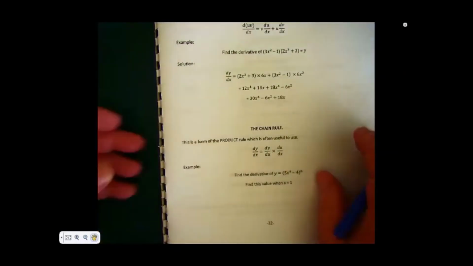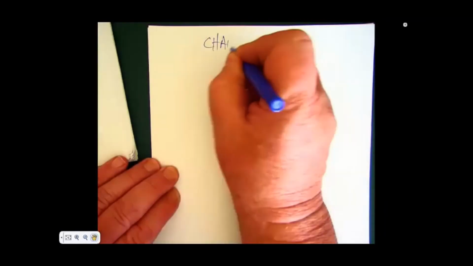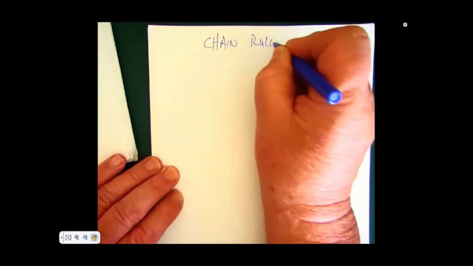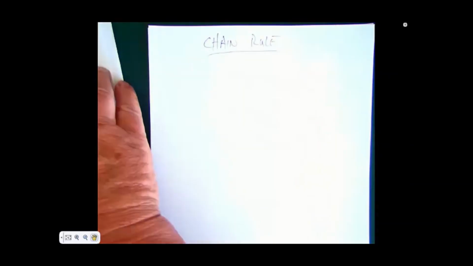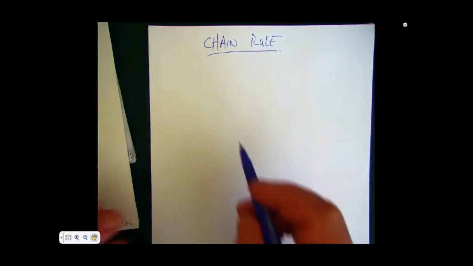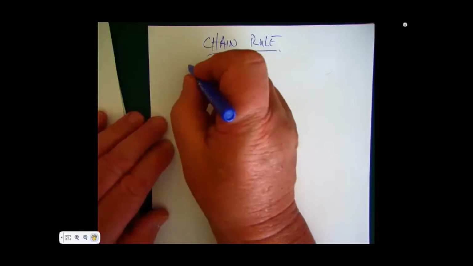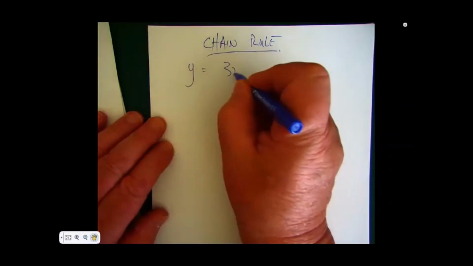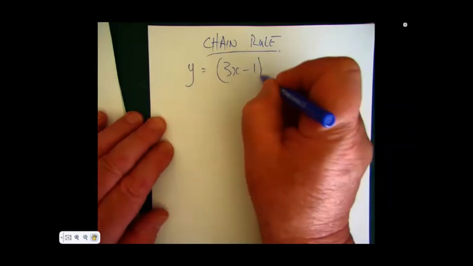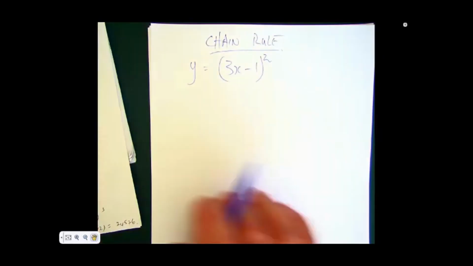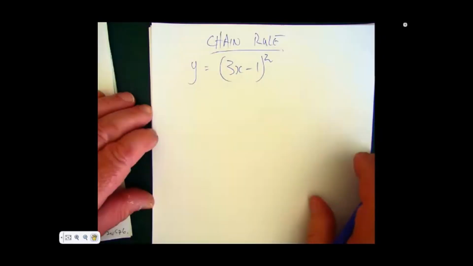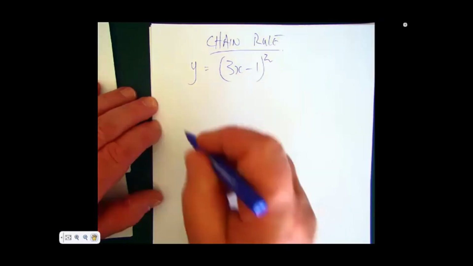Okay, what happens if we take the product rule and we just change it up a little bit to give us the next one, which is extremely useful, and I'll show you why. This is called the chain rule. Now the chain rule is very similar to the product rule. Let's have a nice simple one. So let me give you this, y equals 3x minus 1 all squared. I've chosen this one because it's nice and easy to show you by expansion.